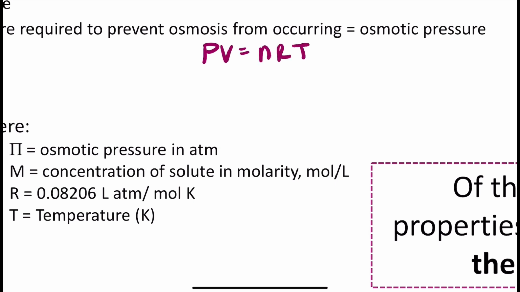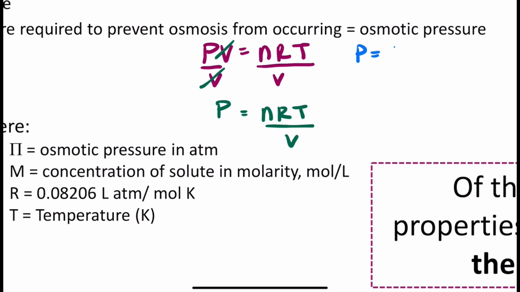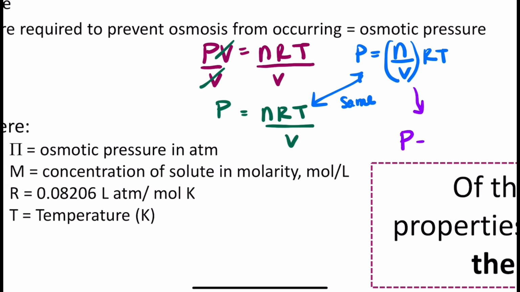All I've done here is divide both sides by V. When I do that, I end with P is equal to nRT over V. But these are all being multiplied and divided. There's no difference in that than saying P is equal to n over V times RT. Same thing. These are the same, right? This is also the same as P is equal to MRT.